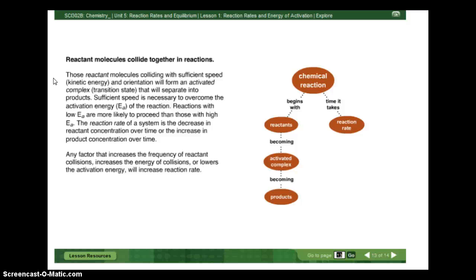The reaction rate of a system is the decrease in reactant concentration over time or the increase in product concentration over time, which is the same thing because the reactants turn into the products. Any factor that increases the frequency of reactant collisions, increases the energy of collisions, or lowers the activation energy will increase reaction rate. Chemical reaction time it takes is reaction rate. It begins with reactants becoming the activated complex during the transition state, and then of course becomes products.